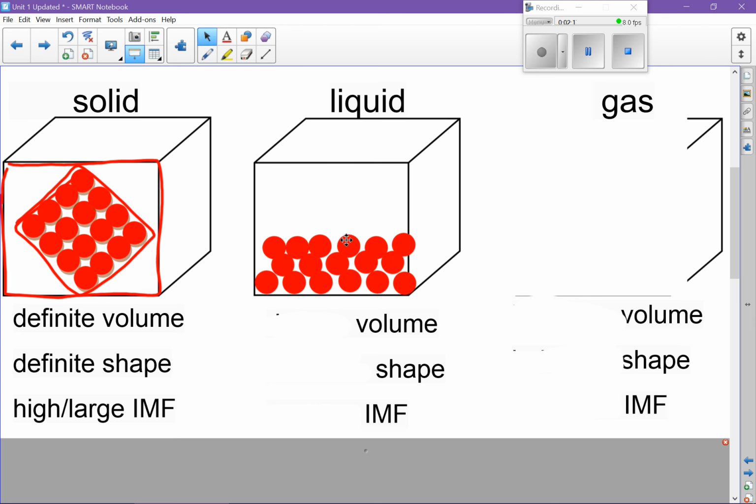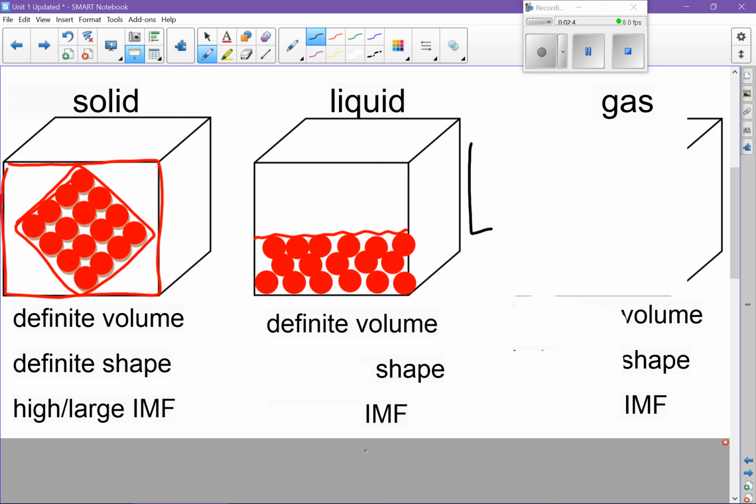Liquid particles look like this. So notice that they're still kind of close together, but now the shape of this depends on the shape of the container. So what that means is the volume is still definite. I cannot squish those particles together anymore. They're already really close, and so the space or the volume cannot change. But I could change the shape of that liquid if I took it and I poured it into a container that was very tall and narrow.